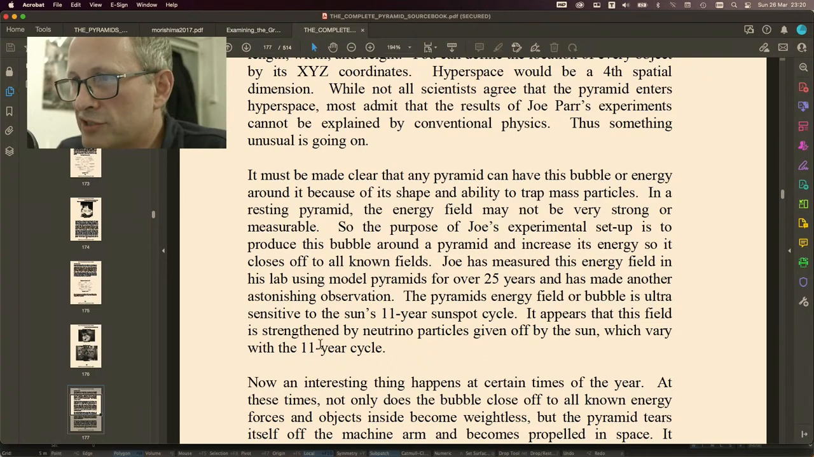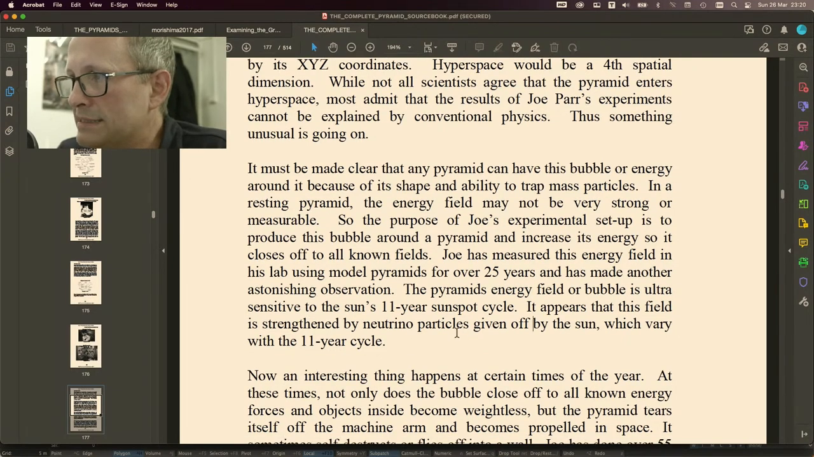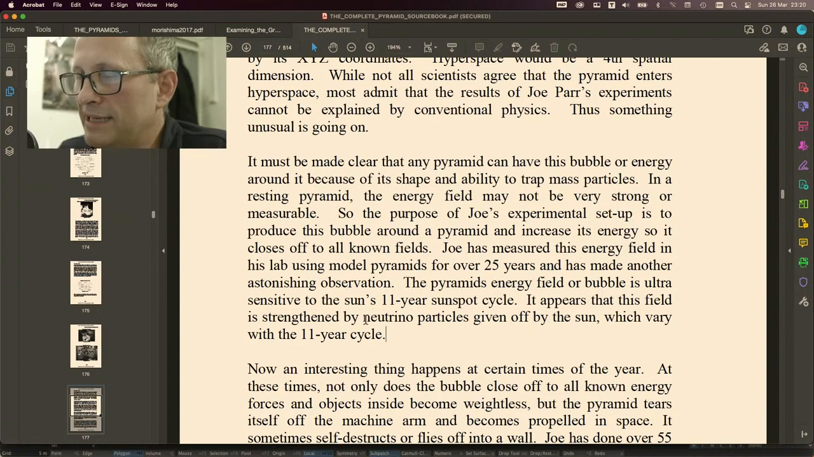It appears that this field is strengthened by neutrino particles given off by the sun, which vary with the 11-year cycle. I would say with the flux of cold neutrino or relic neutrino type kinetic energy particles given off by the sun. Now, if you have 1,000 degrees, in any dense matter or plasma, you start to produce relic neutrinos. If you get up to the temperatures of tungsten, you can have like 25 to 50% of the matter doing that. And the surface of the sun is in that kind of order of tungsten type temperatures, like the melting point of tungsten and so on.